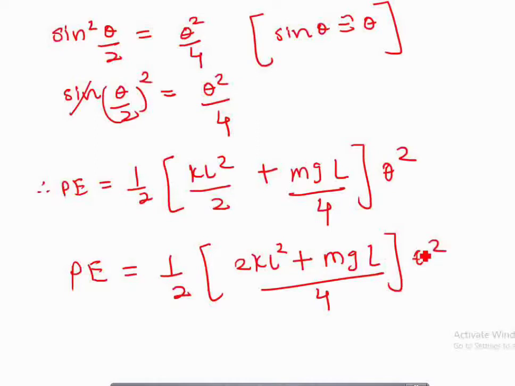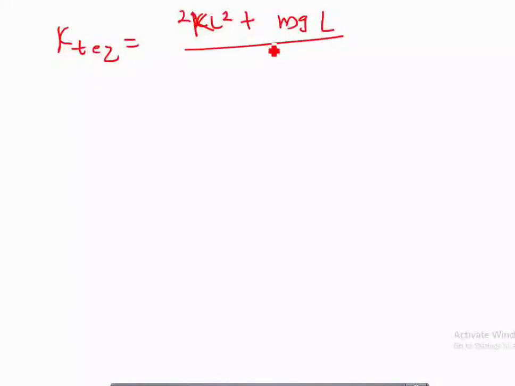Now compare this with the equivalent system, which is nothing but 1/2 k_t equivalent into theta square. So finally I am getting k_t equivalent is equal to (2kL square plus mgL) divided by 4.